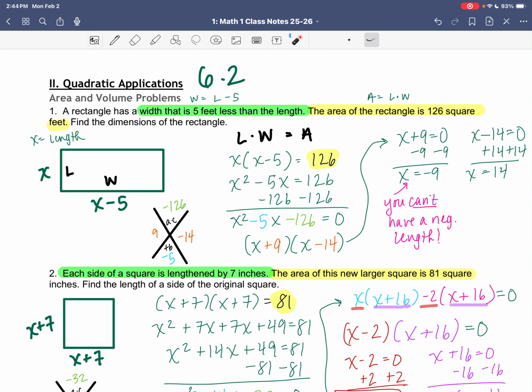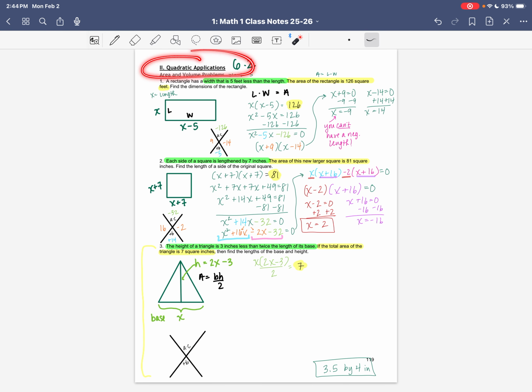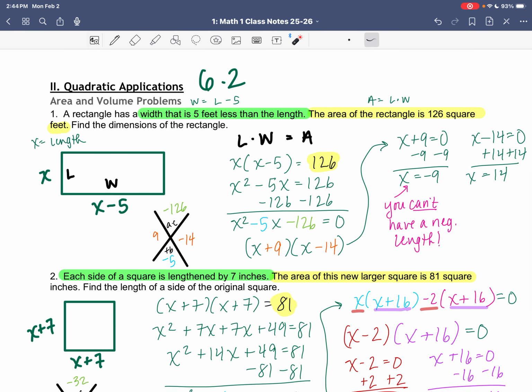All right, today we're going to talk about our quadratic applications or word problems, and we're going to focus on area and volume problems first, and then we'll do consecutive integers in a second. All right, so first off, when you have a word problem, the hardest part is translating. So what I like to do is if it gives you a shape, I like to draw the shape so I can see what it is.